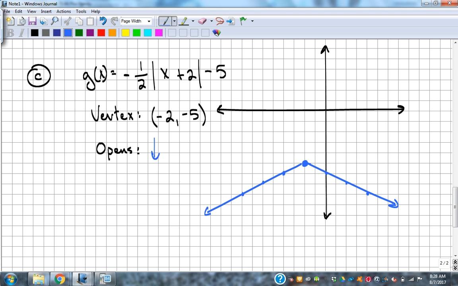It spreads it out a little bit. That small fraction in the front is what makes it wider. We're going to talk about that in just a minute with transformations. But that A value has a lot of weight in how wide or skinny the graph is on an absolute value graph. Okay. Let's look at one more.